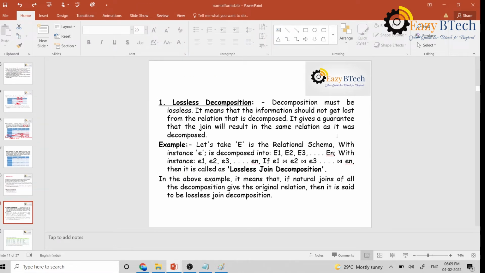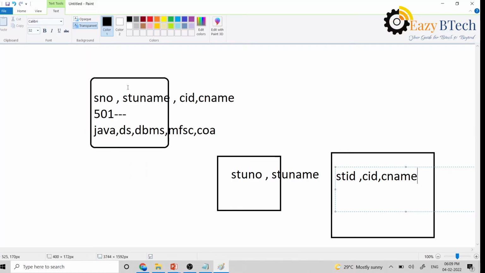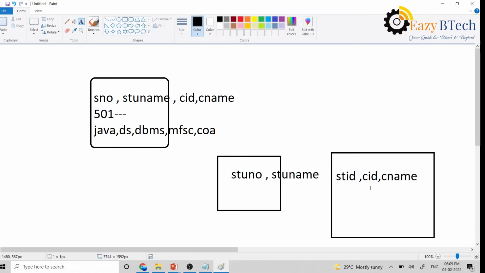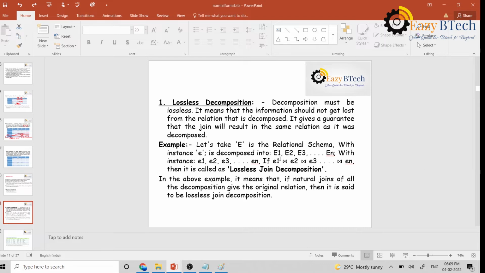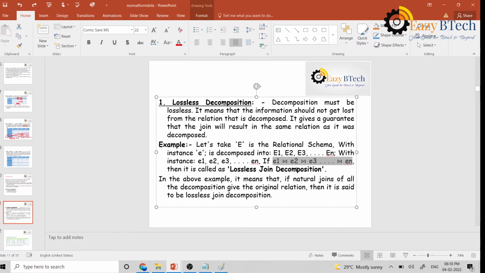Lossless decomposition. Decomposition must be lossless. Lossless means, let's take R is a relational schema with an instance, decomposed into R1, R2, R3. In this example, we are dividing the student course table into one student table and one course table. Suppose the student also has some fees; we divide that into an account table. When we have to join R1, R2, R3 back, we use the join operation.